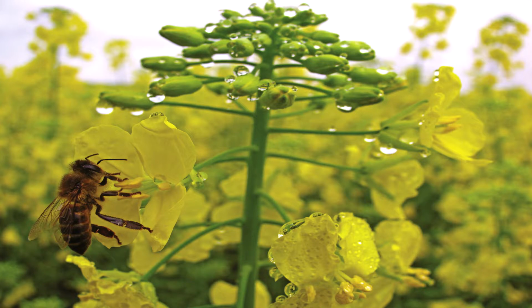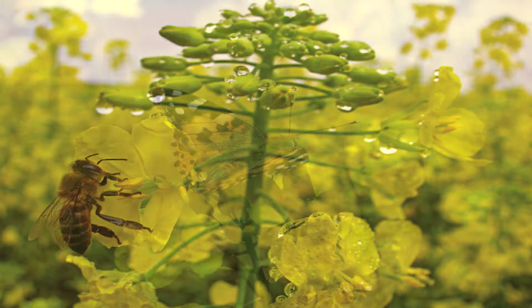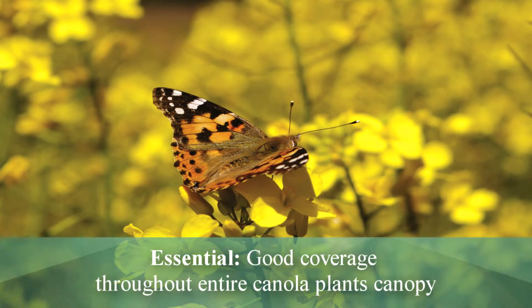After 50% flowering, most of the flowers are on side branches. There is thus little risk of petals landing on the main stem to cause economic damage. Good coverage throughout the entire canola plant's canopy is essential to achieve optimum results.